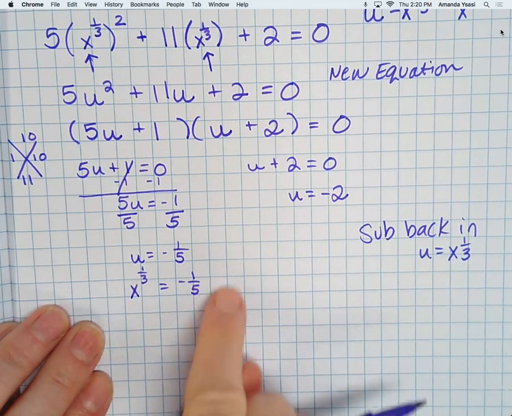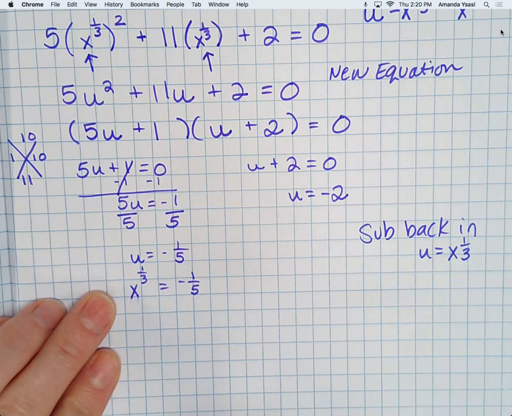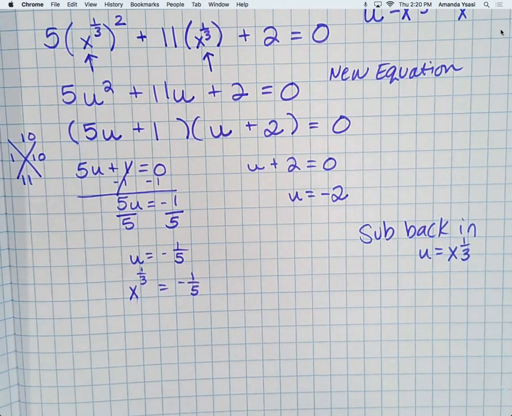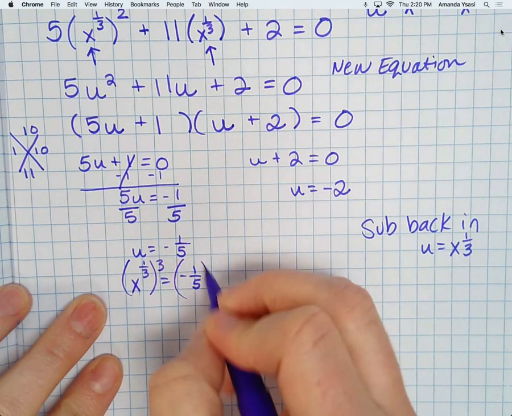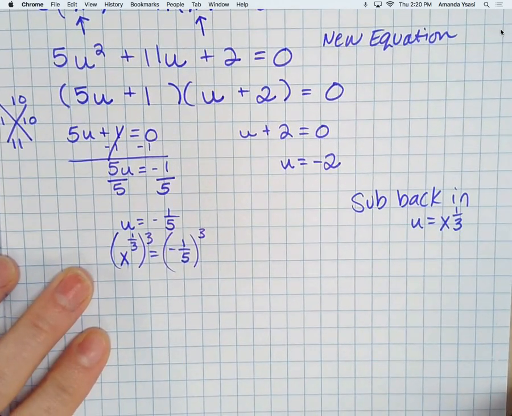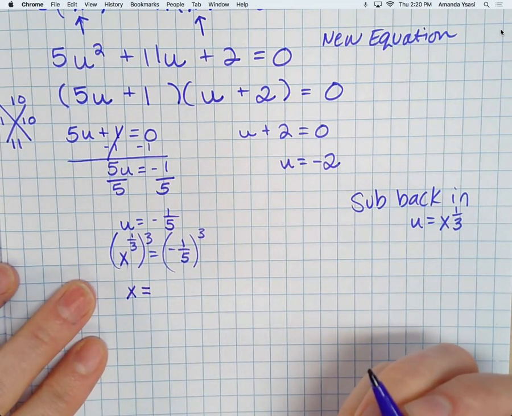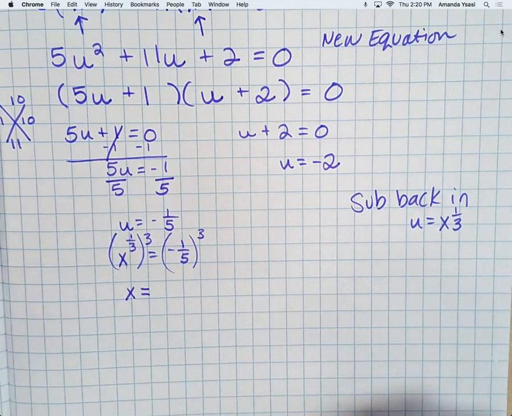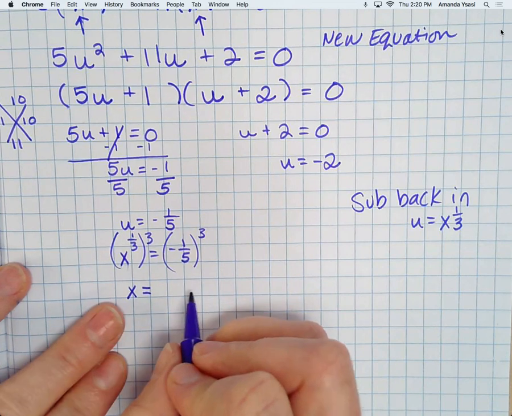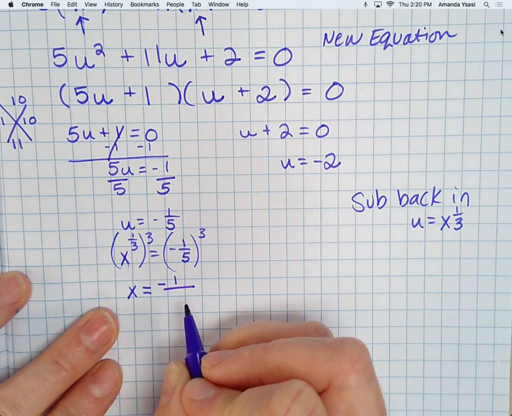So then we need to solve this. So what's the opposite of doing to the 1/3 power? Do it to the third power like that. So x equals -1/5 to the third. 5 times 5 is 25 times 5 more. It'd be -1 over 125.